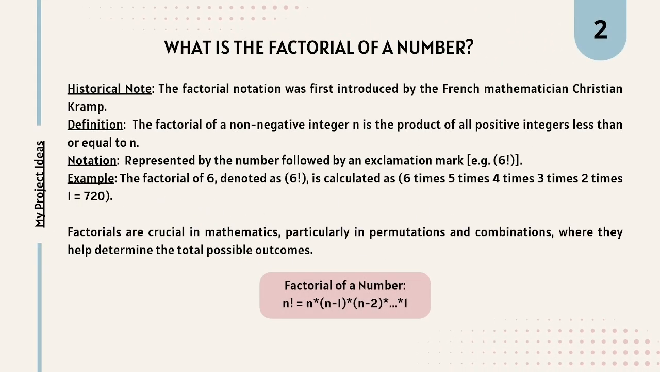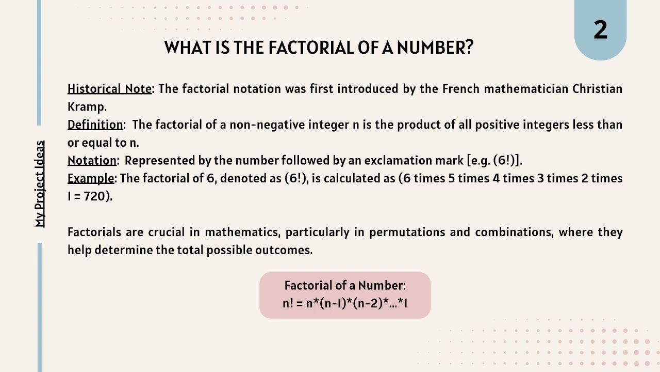So, what is the factorial of a number? Just forget about the historical note. This I have written for your knowledge or for your curiosity. So it was introduced by a French mathematician, Christian Kramp, not required. The definition of a factorial of a number is: the factorial of a non-negative integer n is the product of all positive integers less than or equal to n.